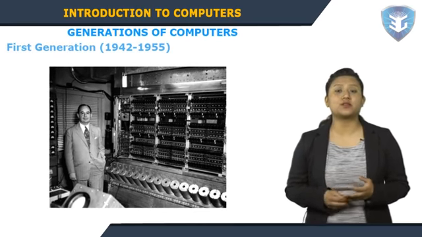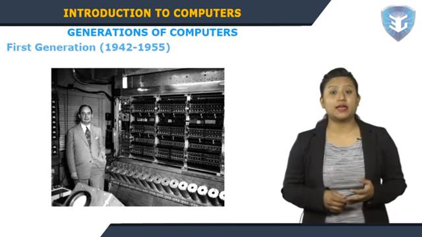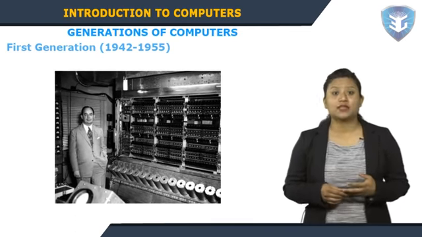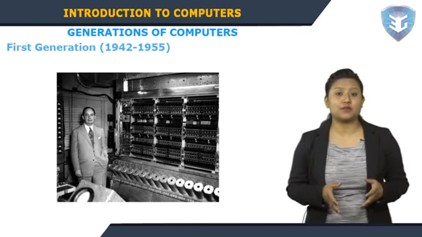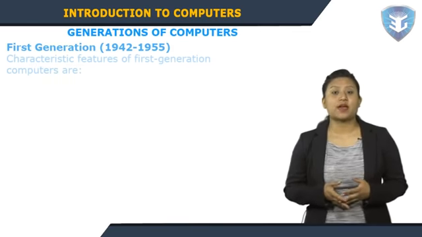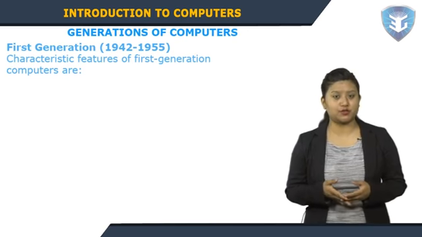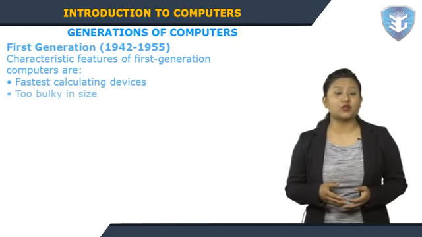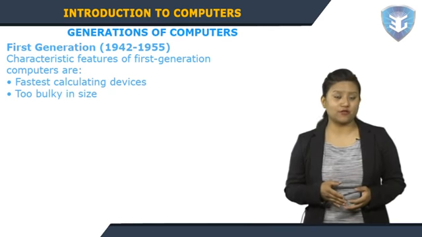We have discussed some of the early computers: ENIAC, EDVAC, EDSAC, UNIVAC 1 and IBM 701. These machines and others of their time used thousands of vacuum tubes. Characteristic features of first generation computers are as follows. They were the fastest calculating device of their time. They were too bulky in size, requiring large rooms for installation.